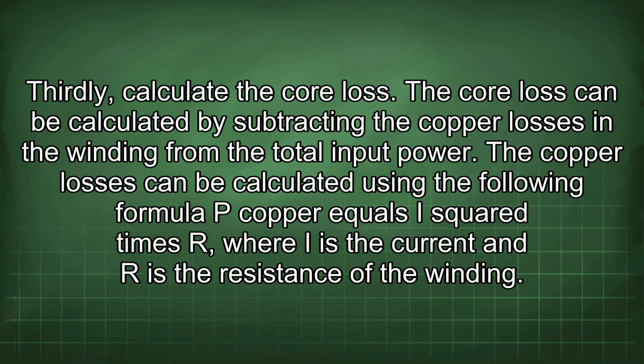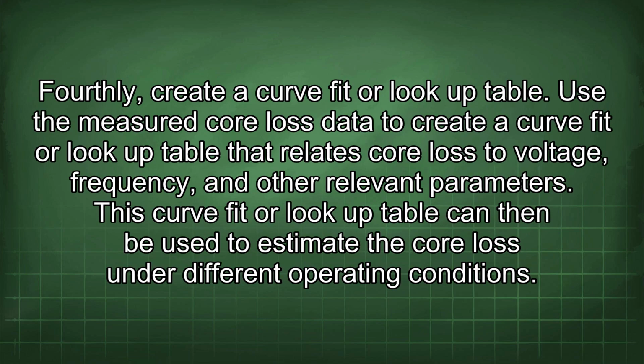Thirdly, calculate the core loss. The core loss can be calculated by subtracting the copper losses in the winding from the total input power. The copper losses can be calculated using the following formula: P copper equals I squared times R, where I is the current and R is the resistance of the winding. Fourthly, create a curve fit or lookup table. Use the measured core loss data to create a curve fit or lookup table that relates core loss to voltage, frequency, and other relevant parameters. This curve fit or lookup table can then be used to estimate the core loss under different operating conditions.